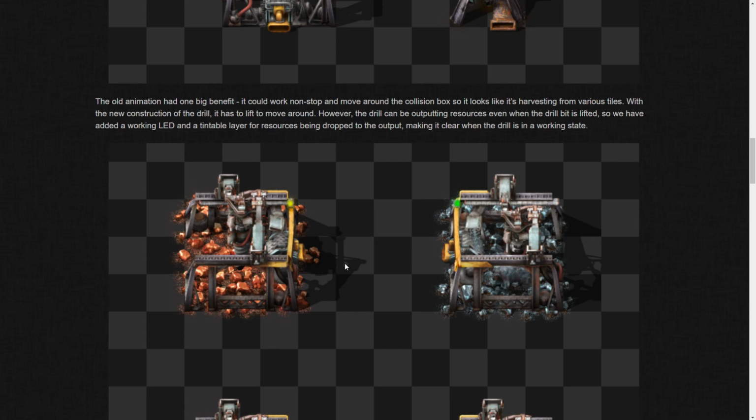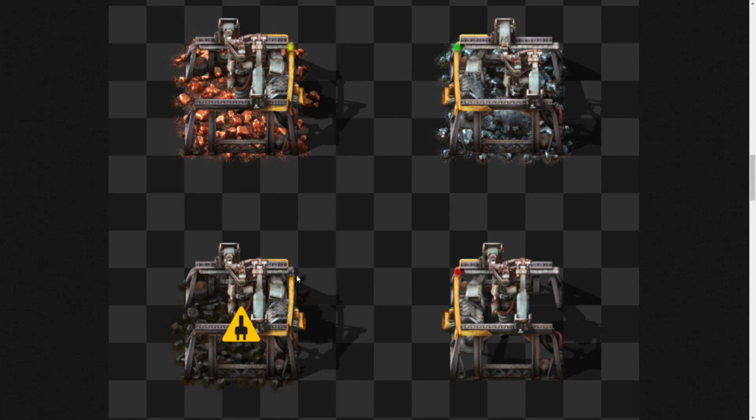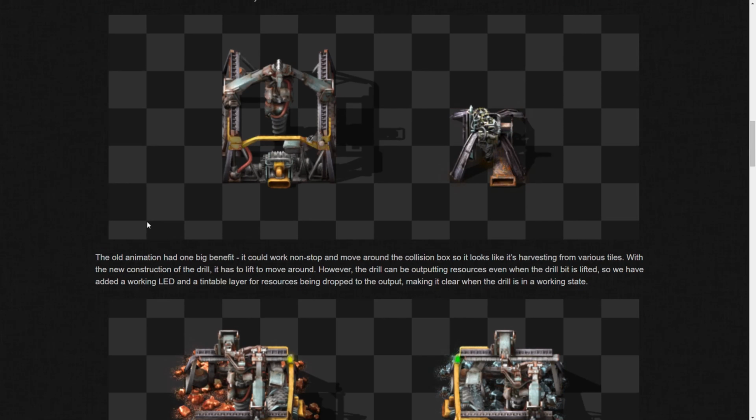So you can kind of see here the little LED. The first one here is kind of yellowish. So we have green, none when there's no power, and then red probably when the output's backed up. So that's pretty cool. You can kind of see maybe what it looks like a bit more on the ore here.